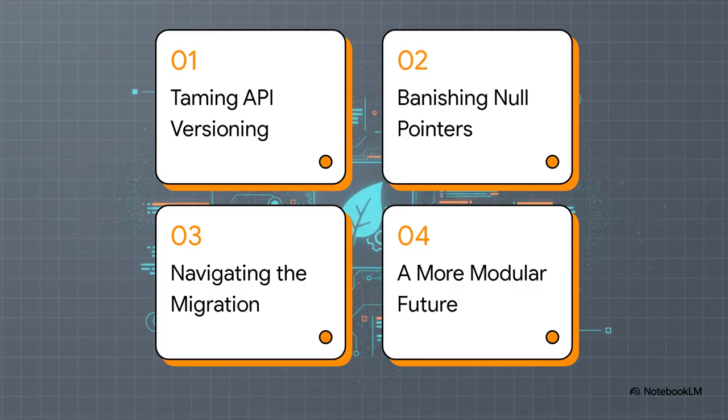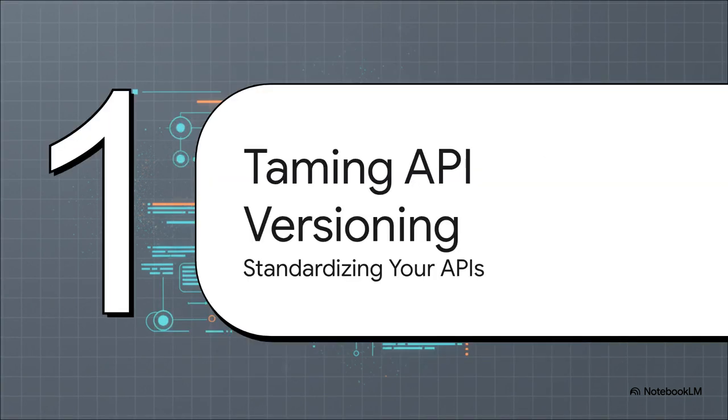So here's our game plan. We're going to look at the super elegant new ways to handle API versioning and nulls. Then we'll get into the nitty-gritty of the migration process itself. And to wrap it all up, we'll talk about the new modular philosophy that's really going to shape how we build apps going forward. First up, let's talk about something I'm sure is familiar to basically everyone, API versioning.